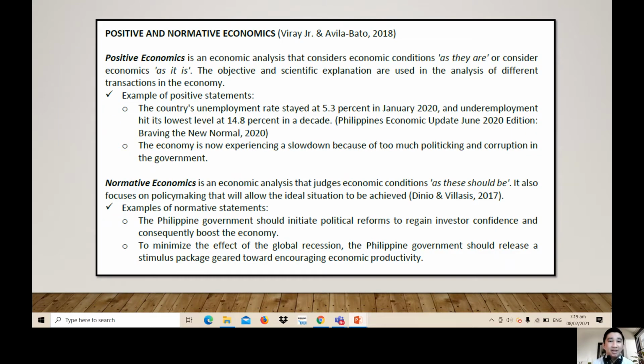We have positive and normative economics. So positive economics is an economic analysis that considers economic conditions as they are. Consider economics as it is. The objective scientific explanations are used in the analysis of different transactions in the economy. So example of positive statements, positive economics, ito ha, as they are and as it is: the country's unemployment rate stayed at 5.3% in January and underemployment hit the lowest level at 14.18% in decades. So that's a positive statement.